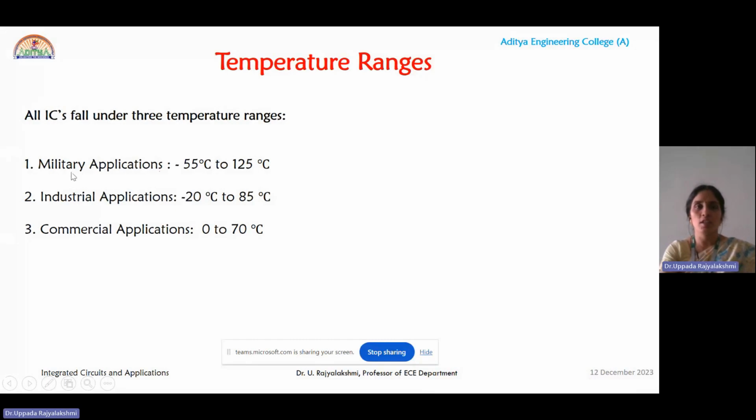The first one is military application, whose temperature range is from -55 degrees to 125 degrees Celsius. Similarly, the industrial application range is from -20 degrees Celsius to 85 degrees Celsius. And the commercial application range is from 0 to 70 degrees Celsius.